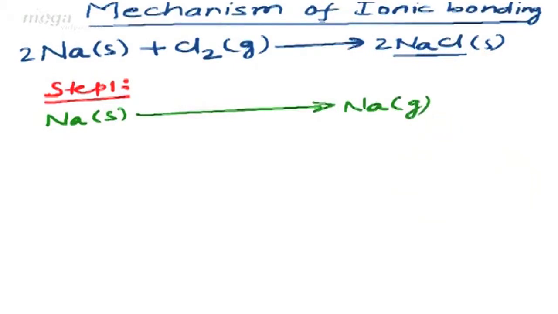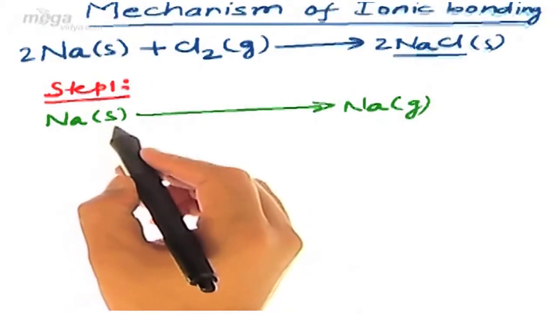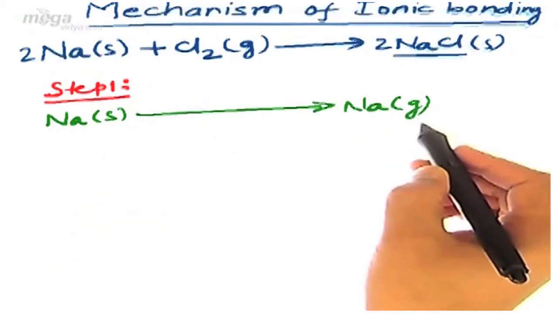Why is it happening? Because sodium being a metal should undergo the loss of an electron, and as it has solid phase existence, it cannot lose an electron, because in solid the particles are closely packed to each other, so electronic loss cannot be done. So the very first thing which we observe is that solid sodium converts to gaseous sodium.